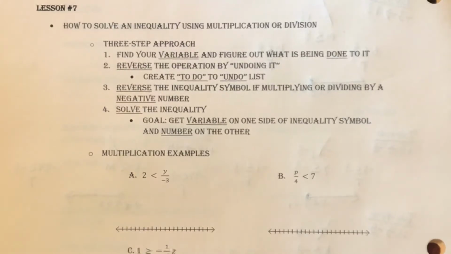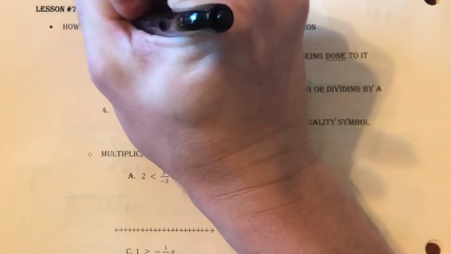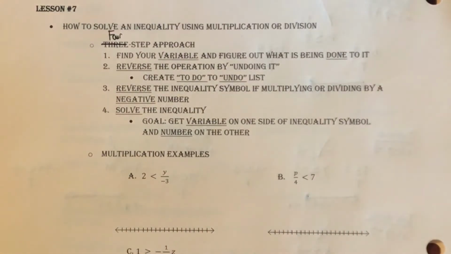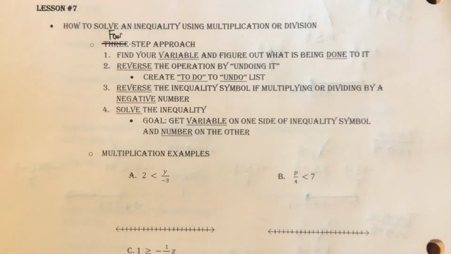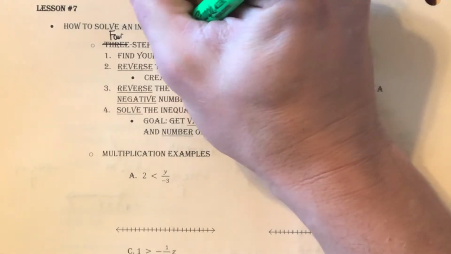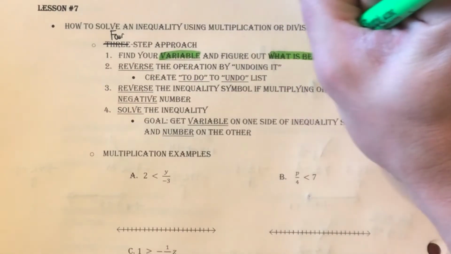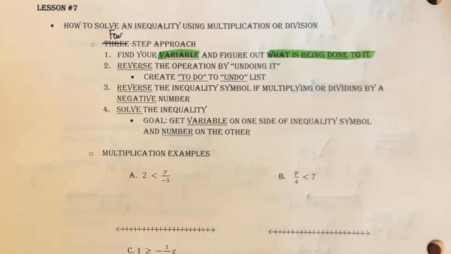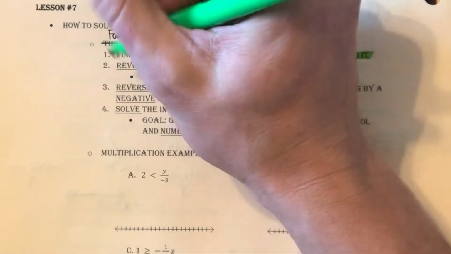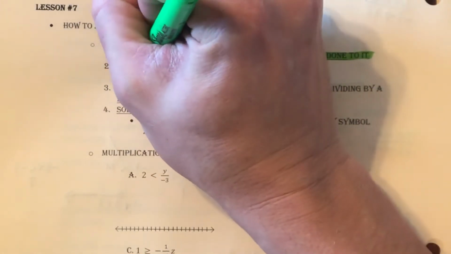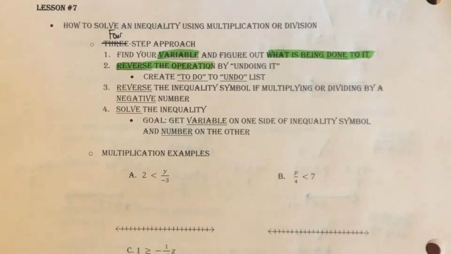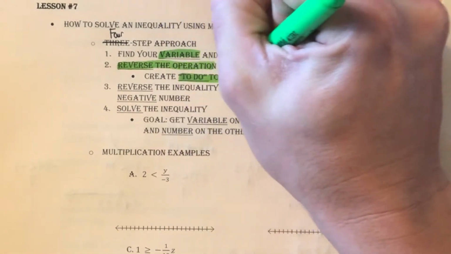First thing we do, and sorry this says 3 steps, but there's really 4, so I have a typo here. So 4 steps. All right, approach. First thing we need to do, as before, we're going to find our variable, figure out what is being done to it. That's the same as before. After that, we're going to then reverse that operation. So if it's being multiplied, we're going to divide. If it's being divided, we're going to multiply it.